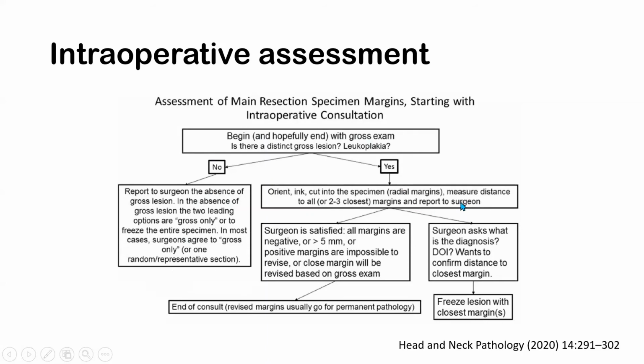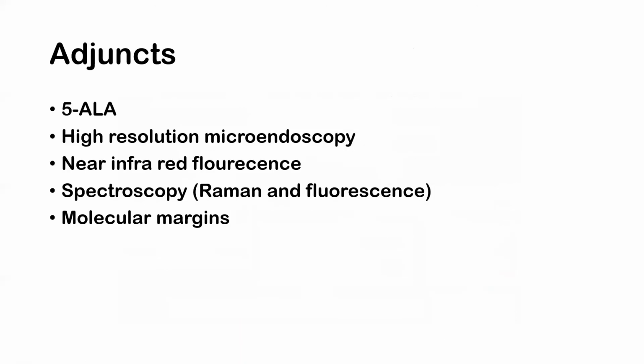This can be done by a surgeon who is adequately trained or a pathologist. If on gross examination all the margins are negative or more than 5 millimeters, or it is not possible to revise the positive or close margin, it will be revised based on the gross examination. That can be the end of the consultation, and all the revised margins can go to permanent pathology. But in the other scenario, if the surgeon wants a primary diagnosis, or the depth of invasion, or wants to confirm the distance of a close margin, then lesions can be frozen. So the role of intraoperative assessment of margins is really shrinking. Just the last slides: there are some adjuncts, some advancements which are happening.